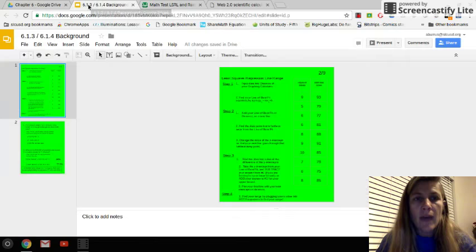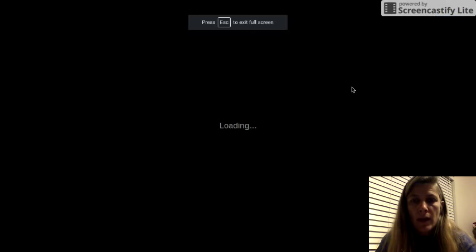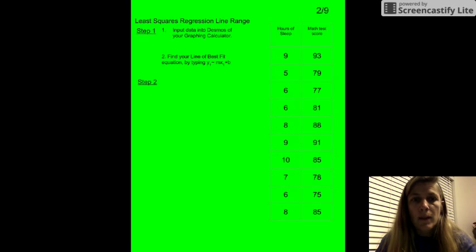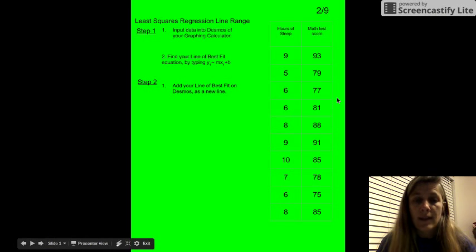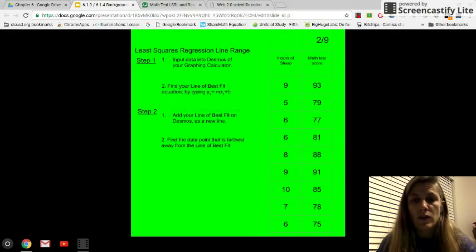So now that we have that information in our calculator, we take a look at our next step, which is step 2. We're going to add your line of best fit on Desmos as a new line. After that, we're going to find the data point that's furthest away from the line of best fit. So let's do that.